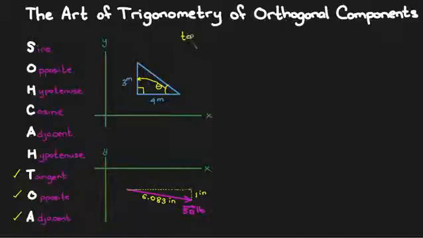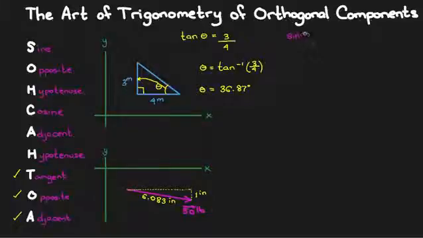By definition, tangent theta is equal to opposite over adjacent. Opposite is 3 meters, adjacent is 4 meters. Therefore, if you are interested in what theta is, all you have to do is find the arctangent of 3 over 4, and you plug that in your calculator. Theta is equal to 36.87 degrees.